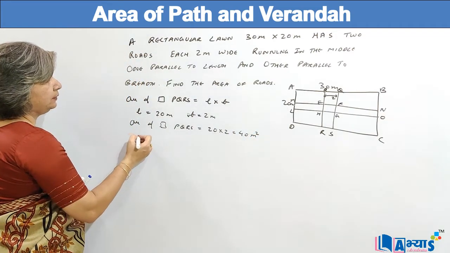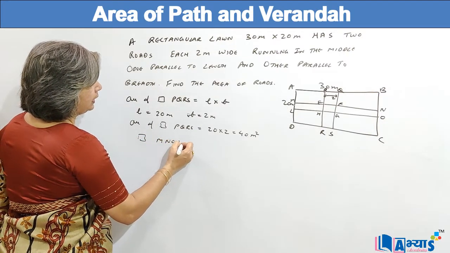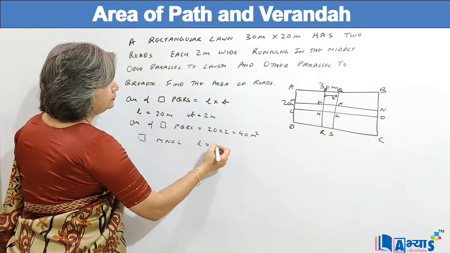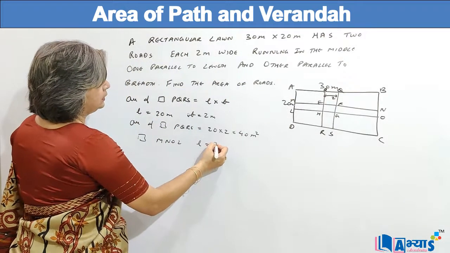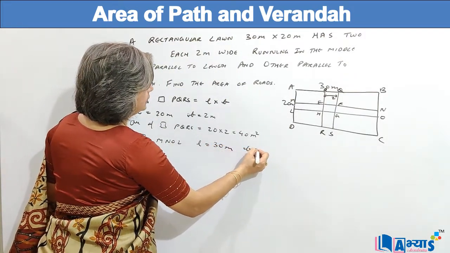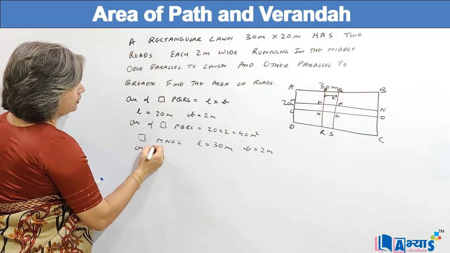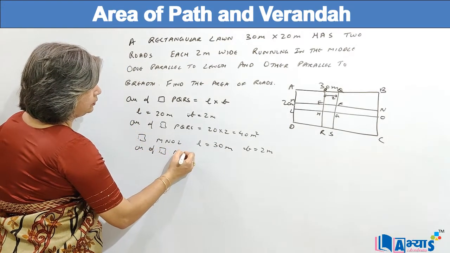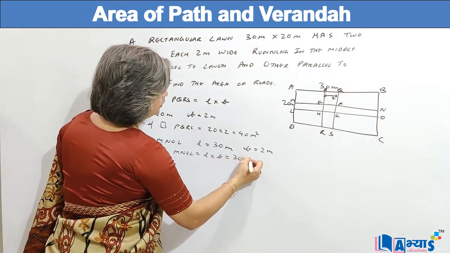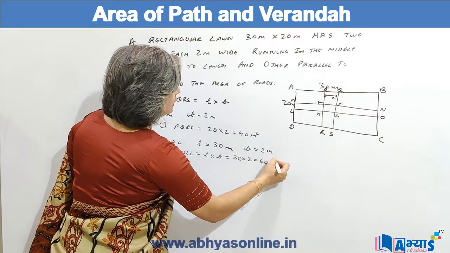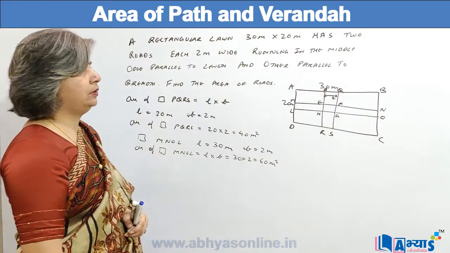Now similarly for rectangle MNOL, the length is equal to 30 meters and breadth is again 2 meters. So area of rectangle MNOL is equal to L into B, that is 30 into 2, and we get 60 meters square. So this is the area of the rectangle MNOL.